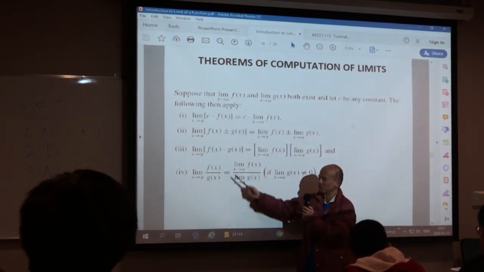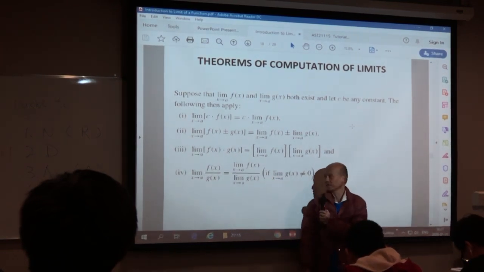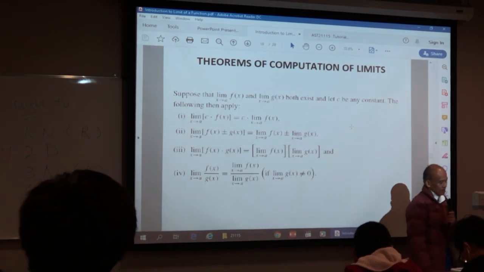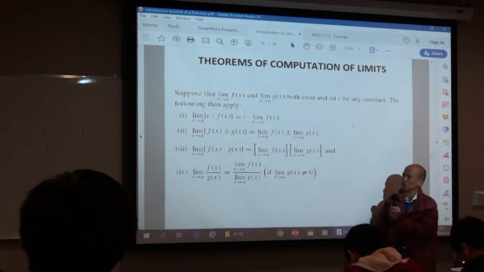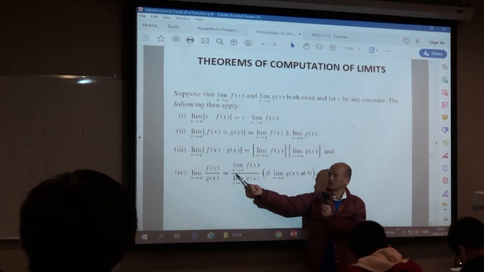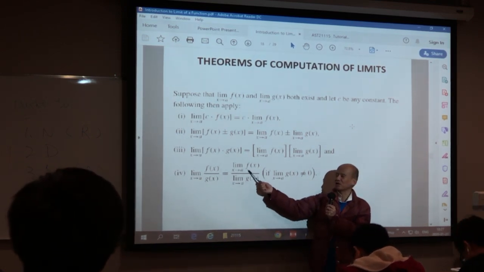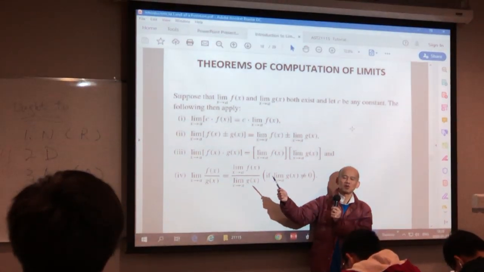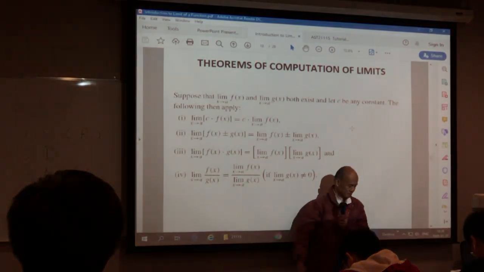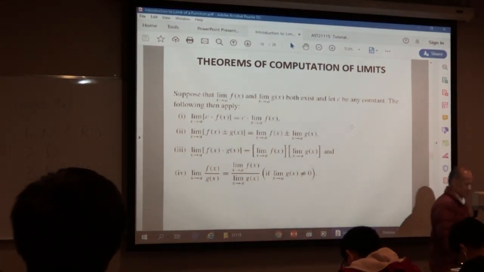Multiplication is the same, division the same. For division, of course, when you write in this way, the denominator's limit cannot be 0. If the denominator is 0 and you write it this way, it means that you are committing suicide. You just kill yourself.